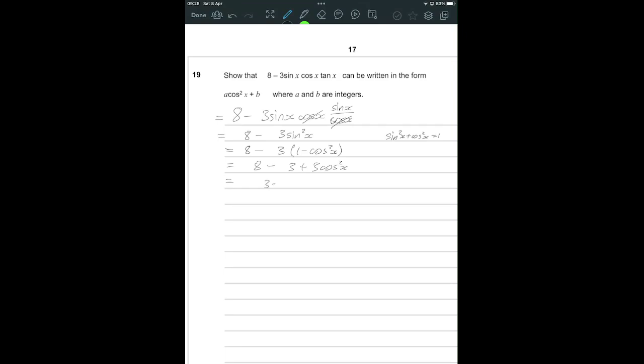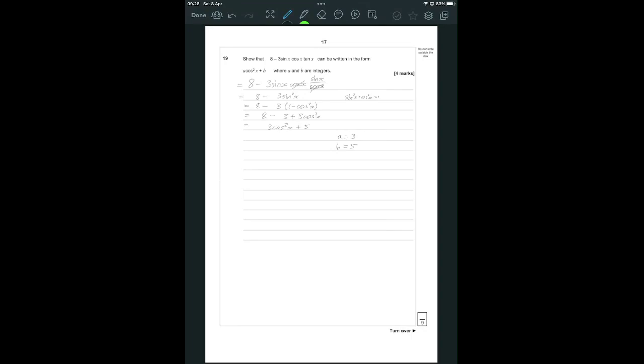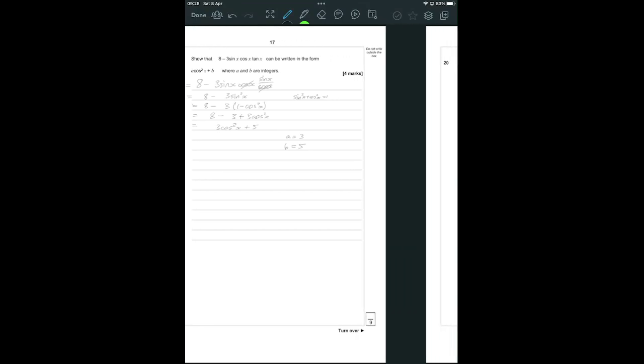And collect like terms. I'm going to write it in the order the question wanted. So therefore A is 3, B is 5, and quite a nice quick question there. For 4 marks, they are incredibly generous when it comes to trig identity style questions. Use your identities, get marks.